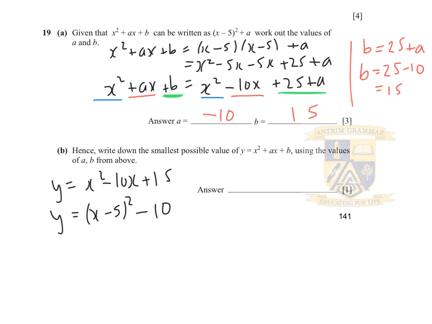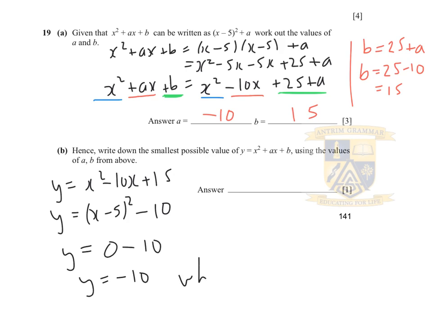If you want to make something really small, the smallest possible value, ideally everything is as small as possible. But what's the smallest possible value that (x minus 5) all squared can take? Well, the smallest possible value it can be is 0, because when you square something, it becomes positive. It's never negative. So the smallest possible value that is would be 0. So y would be equal to 0 minus 10. That's the smallest y could be.